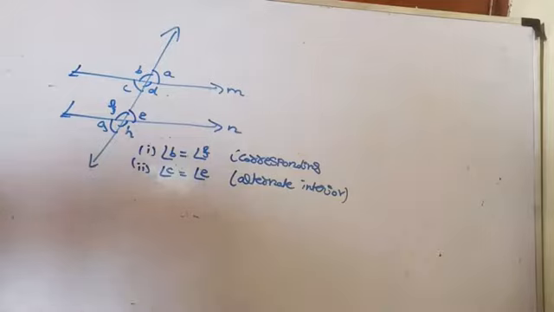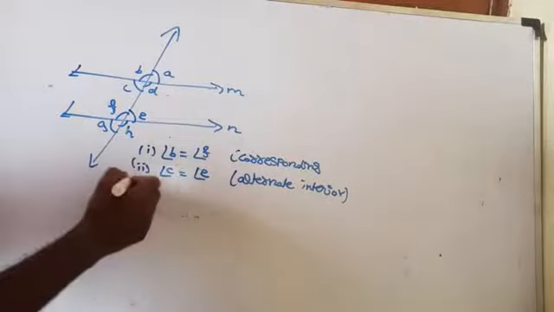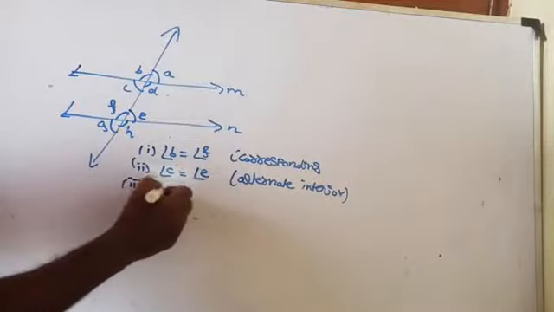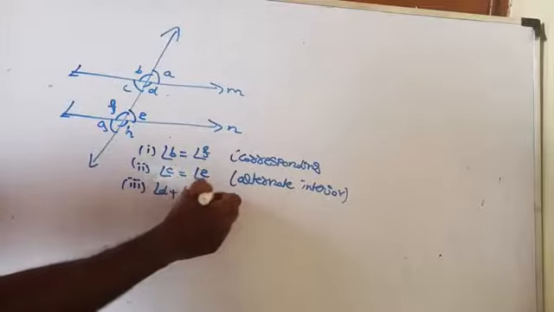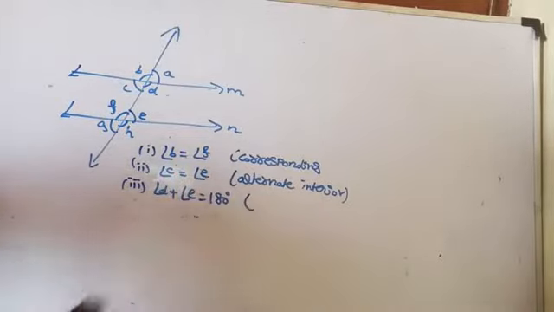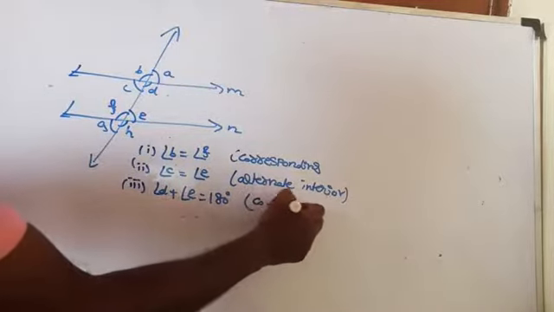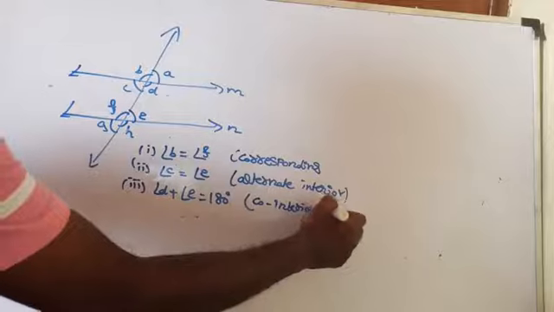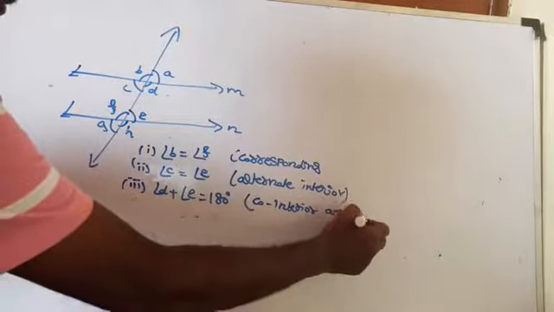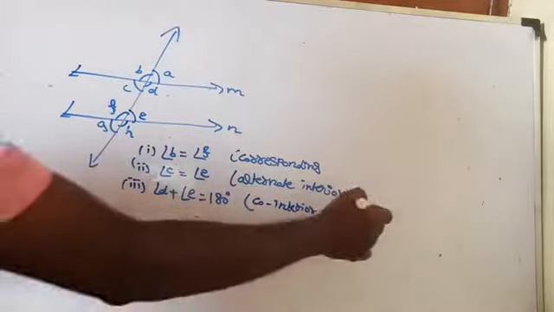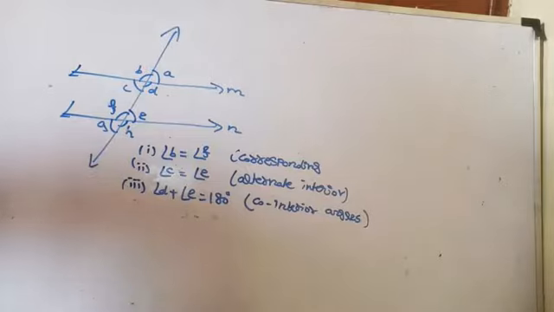Then the third part. Angle D plus angle E equals 180 degrees. What is the reason, dear? Yes, co-interior angles on the same side of the transversal are supplementary, we know that.